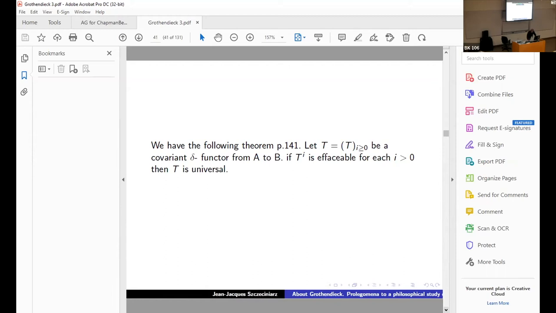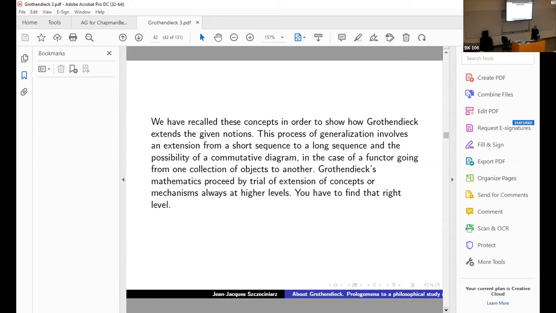We have this concept in order to show how Grothendieck is in the situation where you want to extend a given notion. We can say that Grothendieck is something like a man who extends concepts, extends notions. In this extension, we have at a higher level a new conception with a memory of the previous conception. The process of generalization involves an extension of a short sequence to a long sequence and the possibility of a commutative diagram in the case of a functor going from one collection of objects to another.